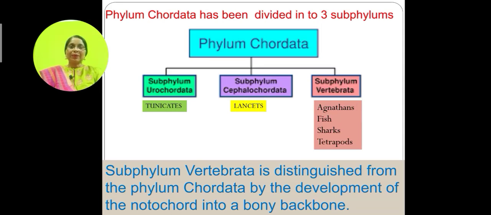Subphylum Vertebrata is distinguished from the phylum Chordata by the development of the notochord into a bony backbone. So this is the main difference between the phylum Chordata and the subphylum Vertebrata.